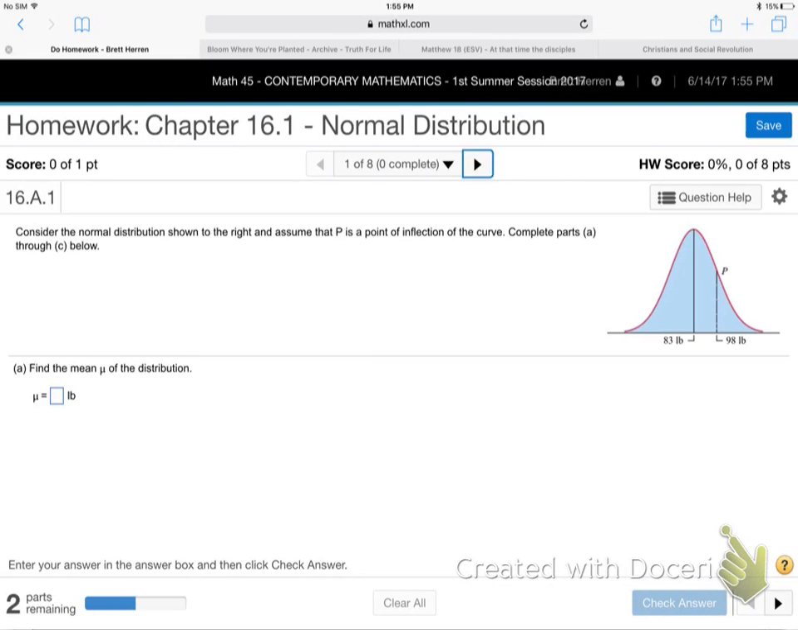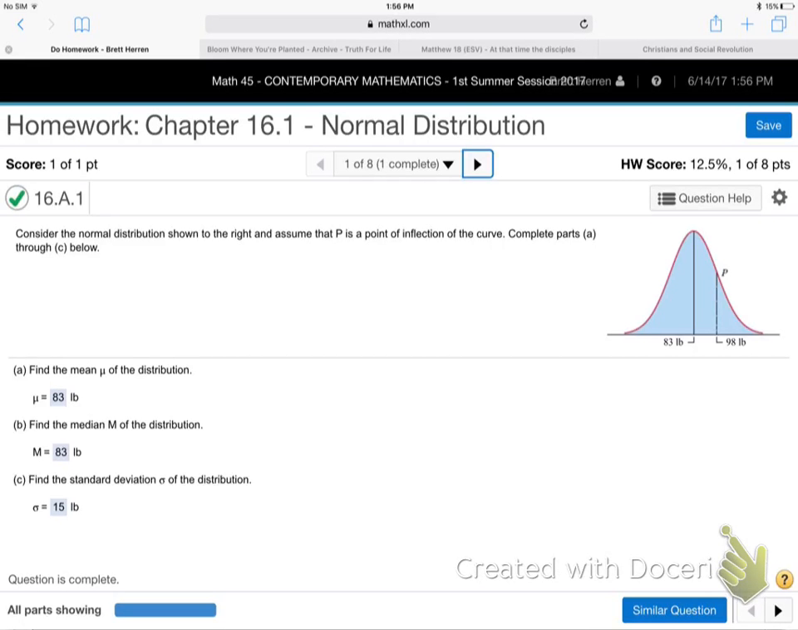All right, let's take a look. So normal distribution. Consider the normal distribution shown to the right and assume that P is a point of inflection of the curve. Complete parts A through C below. Find the mean of the distribution. Oh, it's going to be part A, part B, part C. All right, let me go back.